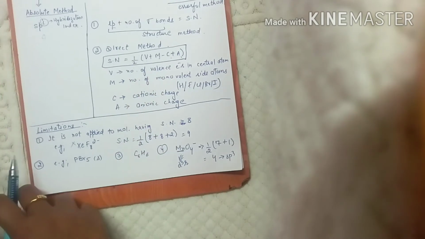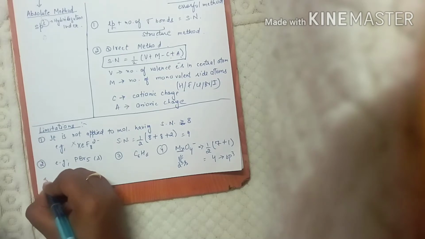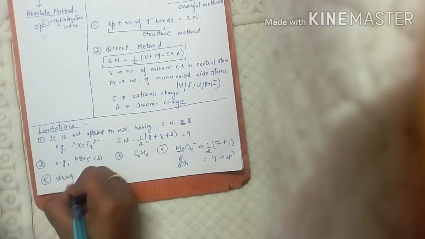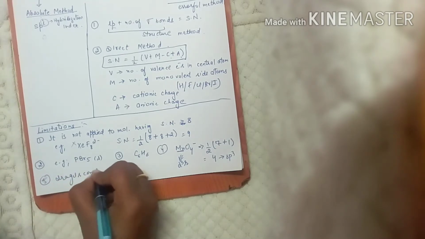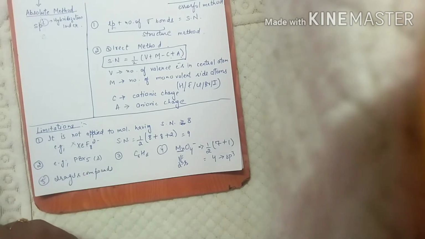And the fifth limitation is that it is not applied to Drago compounds. Why? Because Drago compounds are those in which there is no hybridization. So how to find the hybridization in that case?